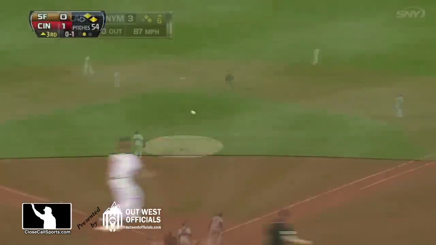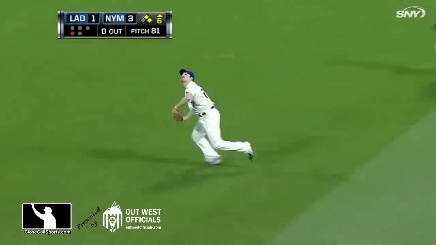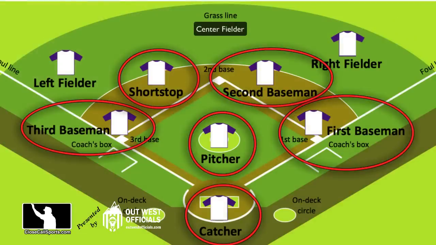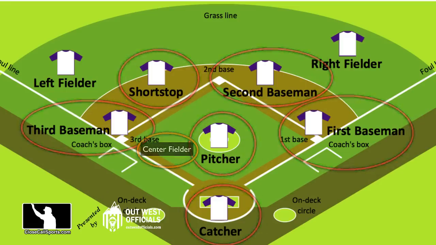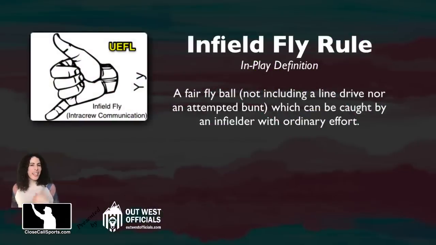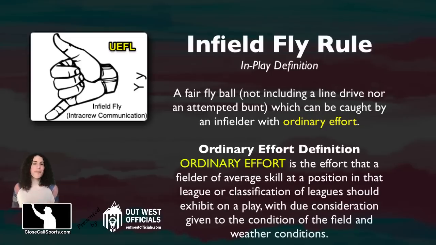An infielder is any of the core infielders, including pitcher and catcher, as well as any outfielder who is positioned on the infield for the purposes of this play. It doesn't count if they run in during the play. They have to be pre-positioned on the infield to start the play. The part of the rule some people might get tripped up on is ordinary effort. Fortunately, it's defined later in the book as the effort that a fielder of average skill at a position should exhibit on a play.